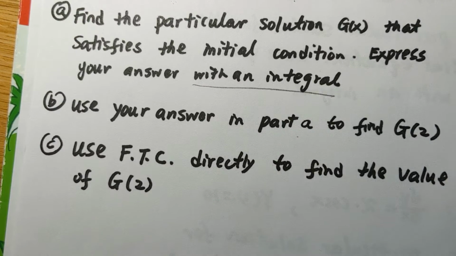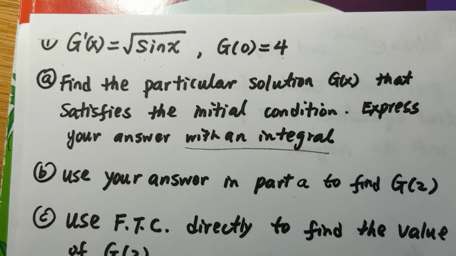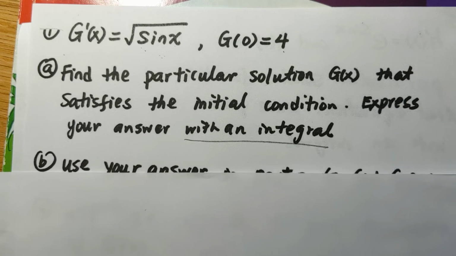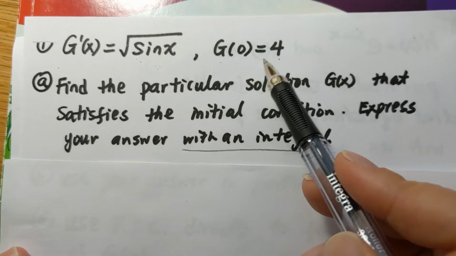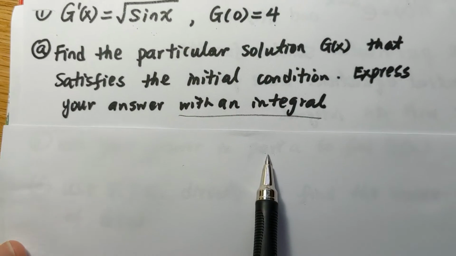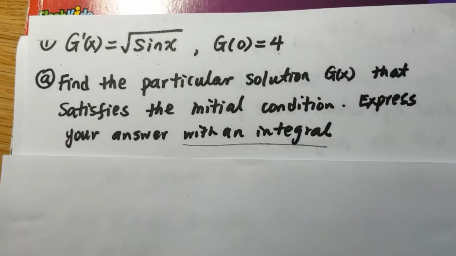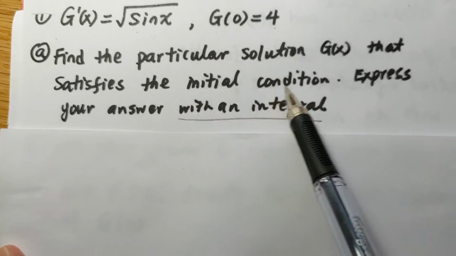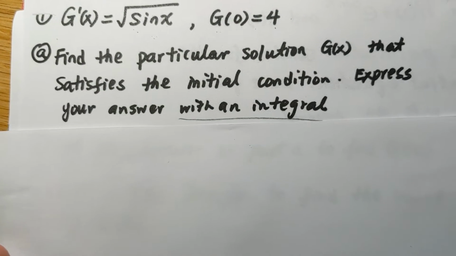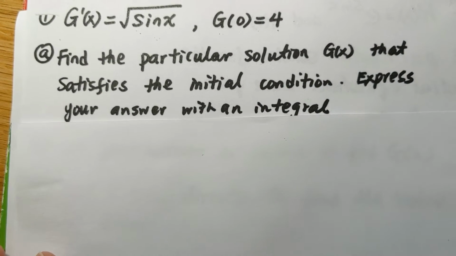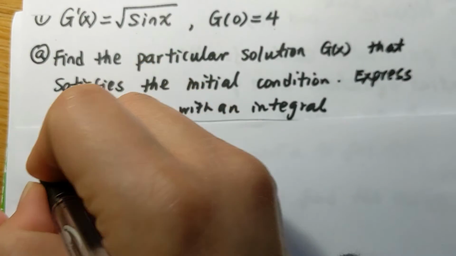Now let's take a look at question number 1. We have g prime of x equals square root of sine x, and g of 0 equals 4. The question asks you to find the particular solution, g of x, that satisfies the initial condition g of 0 equals 4. Express your answer with an integral. That means we have to have an integral in the answer. We cannot have it without an integral. So how do we do it?